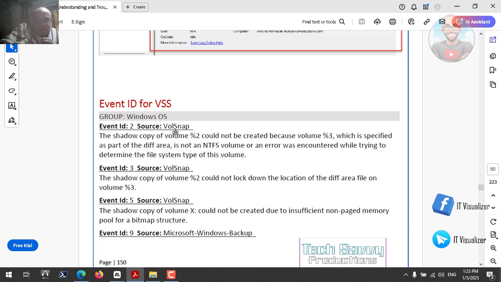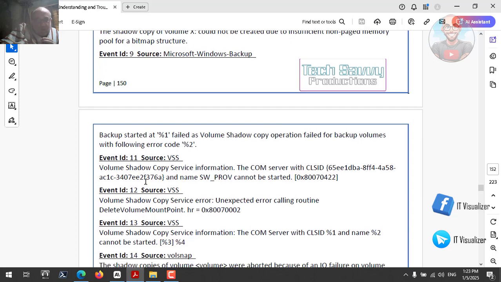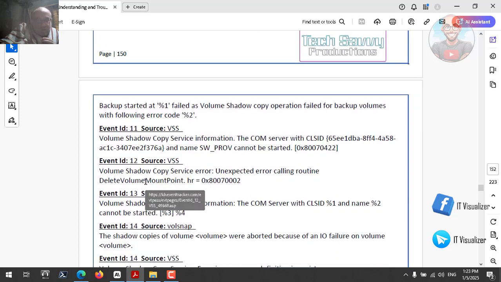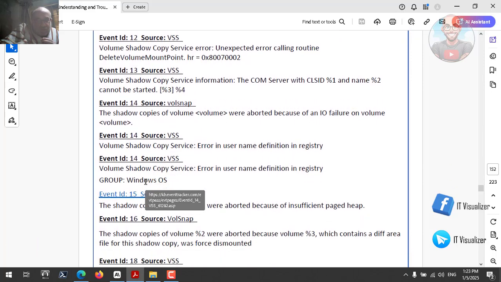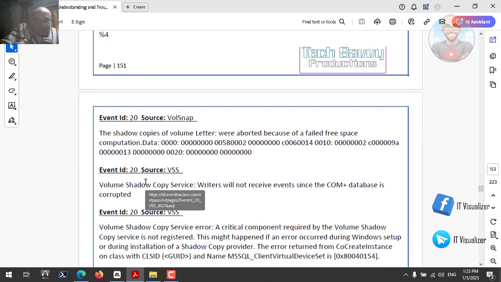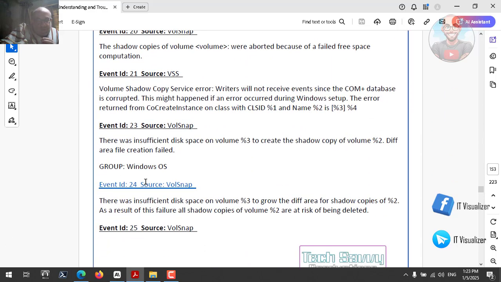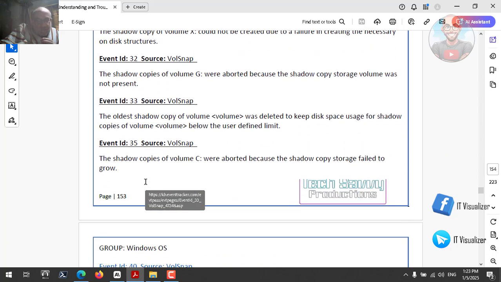Okay, event 2, source volume snap, event 3, event 5, event 9. A lot of events actually. As we can see here, all of them are events related to the snapshot. Okay, all of these, event 24, event 26. So we can see a lot of events here.